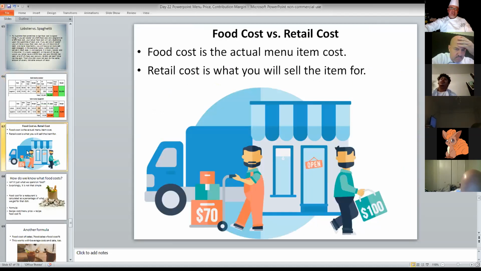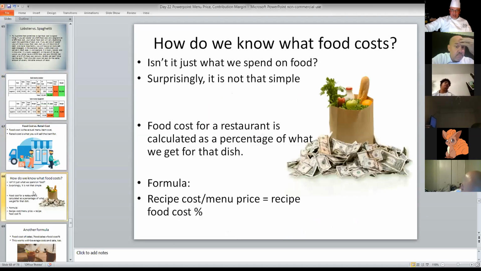Food costs versus retail costs. Food cost is the actual menu item cost in your recipes. Retail is what you will sell the item for. That's the lingo, retail cost, okay? How do we know what food costs? It isn't just what we spend on food. Surprisingly, it's not that simple.